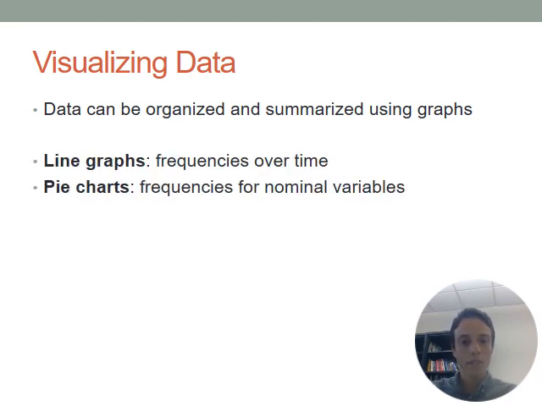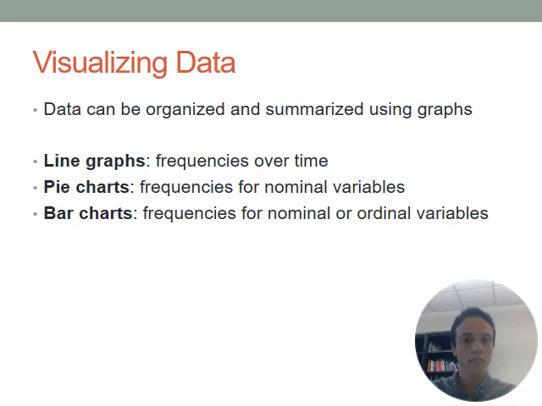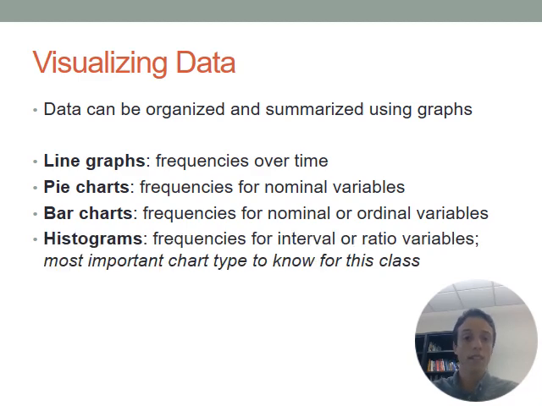And each of these graphs that we're going to talk about does something slightly different with the data. I have listed here the ones we're going to talk about in this class. So we have line graphs, which tell you about frequencies over time. We have pie charts that tell you about frequencies for nominal level variables. We have bar charts that tell you about frequencies for nominal or ordinal level variables. And we have histograms, which are charts that give you frequencies for interval or ratio level variables.